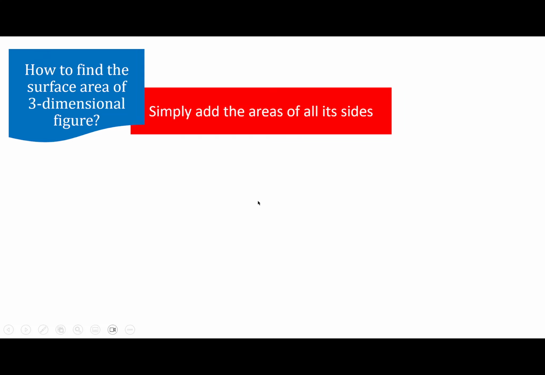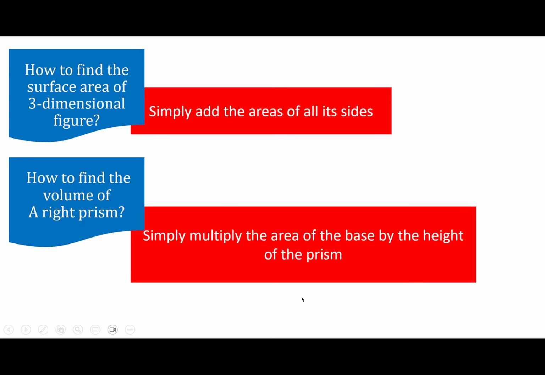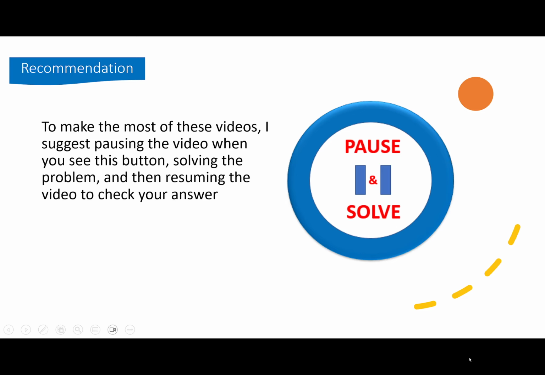How to find the surface area of a three-dimensional figure. Simply add the areas of all its sides. How to find the volume of a right prism. Simply multiply the area of the base by the height of the prism, and we will see many examples soon. Volume is base times height, okay? Recommendation. To make the most of these videos, I suggest pausing the video when you see this button, solving the problem, and then resuming the video to check your answer.